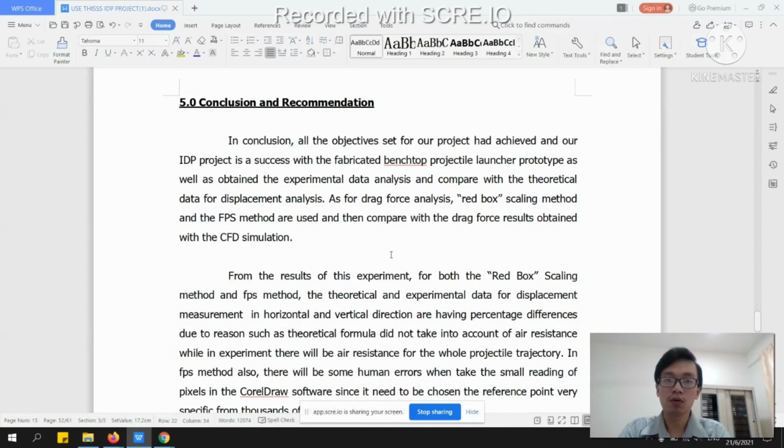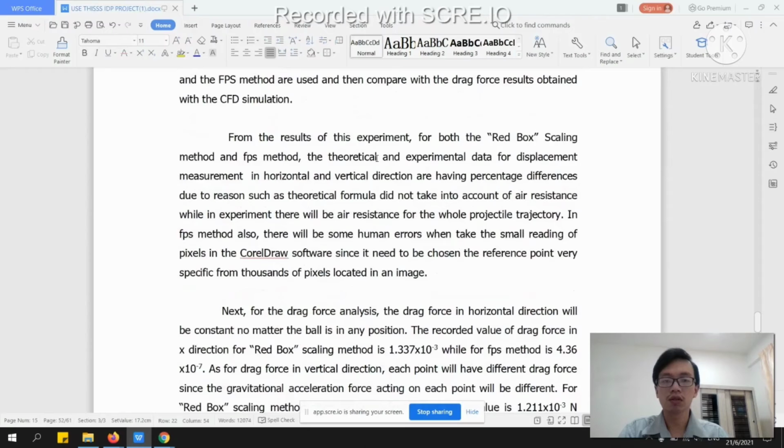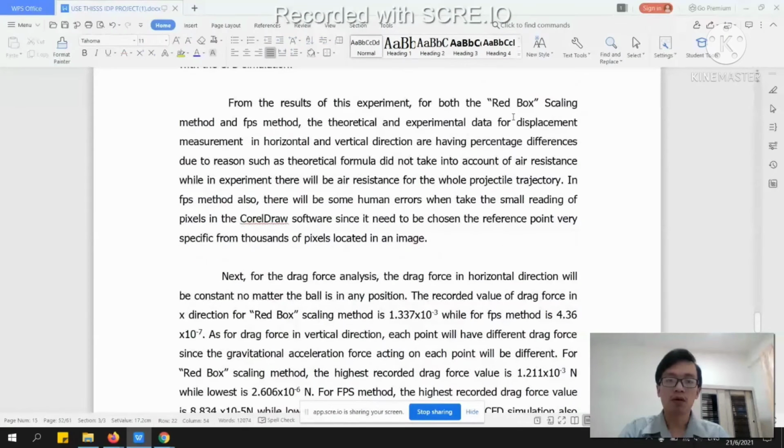So in conclusion, our objective for our project has been achieved, and we successfully built the benchtop apparatus projectile launcher. From this, we can do the experimental analysis and also the theoretical analysis by focusing on two aspects, which are the displacement and the drag force analysis. From the result of this experiment, for both the red box scaling method and the FPS method, the theoretical and experimental data for displacement measurement in x and y direction have a percentage difference.